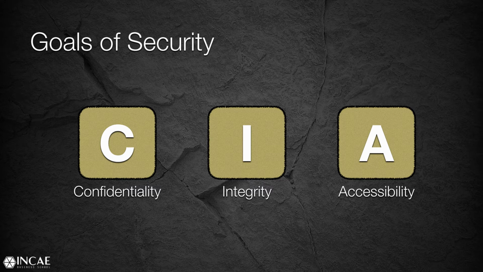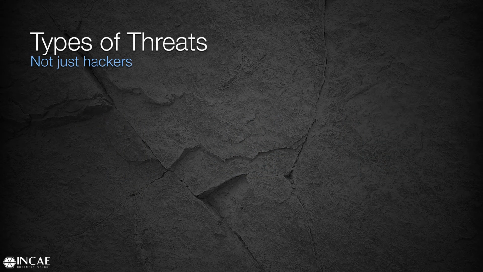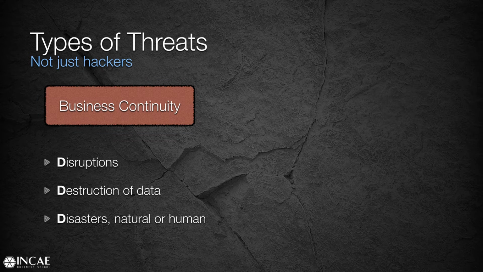So these are our three goals, and they are affected or put at risk by a series of threats. And when we talk about threats, usually we tend to think in the Hollywood manner, and Hollywood brings us hackers. But this is not all there is to say about threats. In fact, one of the most common types of threats are going to be business continuity threats. What are these? They all start with the D, so they're actually easy to remember. Disruptions, destruction, or disasters.